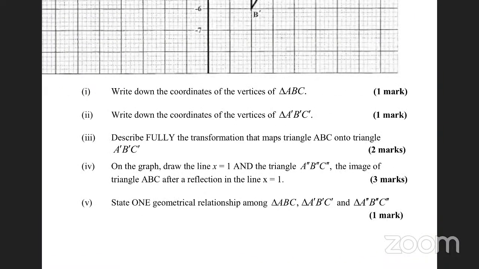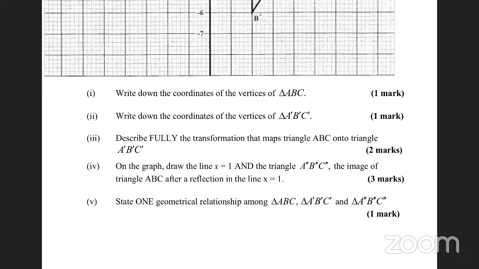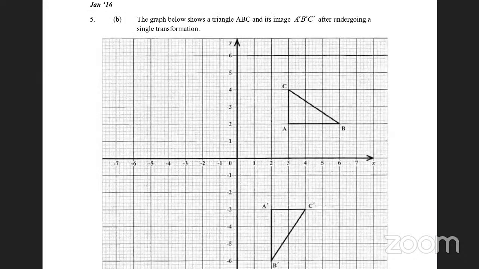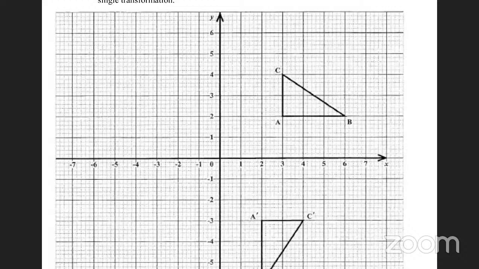Draw the line x equal to 1 and then draw the image. Draw the line x equal to 1. Where is that line? I'll pick on somebody. Where is that line, Bradley? Jamie, where is that line x equal to 1? Vertical line or horizontal line? Vertical line passing through what? X is 1, right? Good.